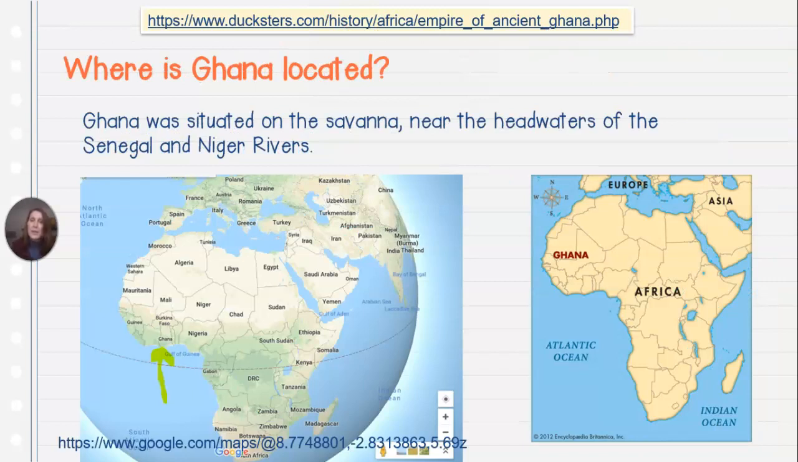Where is Ghana located? Ghana was situated on the savannah near the headwaters of the Senegal and Niger rivers. You can see right here, I have a little arrow pointed to it. So here's Guinea, Nigeria, Mali. It's right here on that outer part that kind of juts out. And then here's Ghana right here. All right, next one.